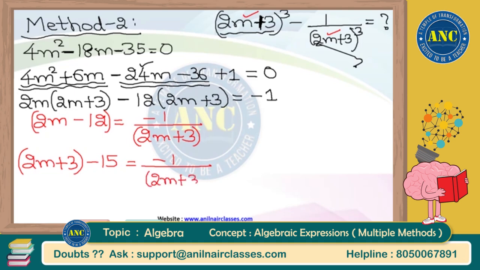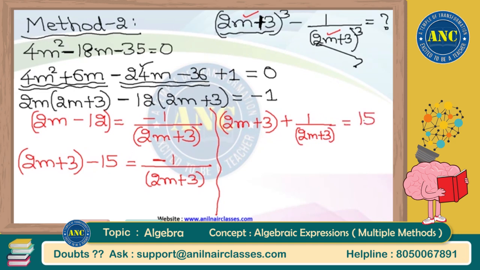Observe carefully, this term 2m plus 3 I will write as it is, and minus 1 divided by 2m plus 3 on the right hand side, I shift it to the left hand side. Plus 1 divided by 2m plus 3 it becomes, and minus 15 on the left hand side, I shift it to the right hand side, it becomes plus 15. Now I got what I require.